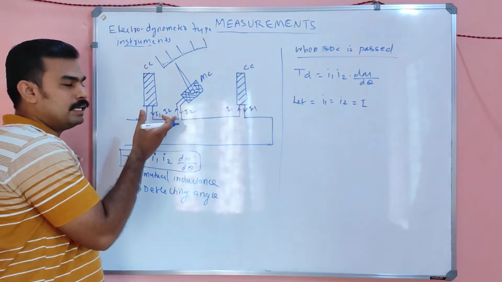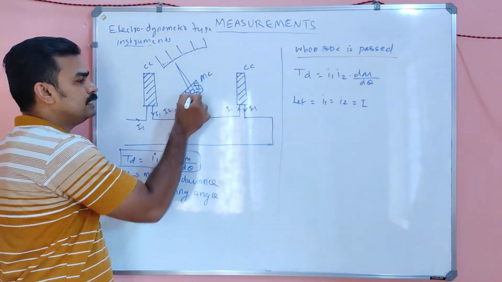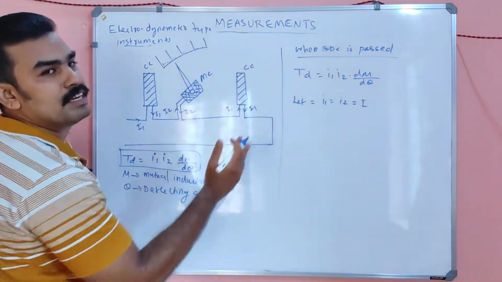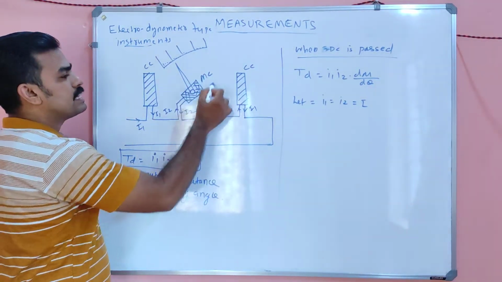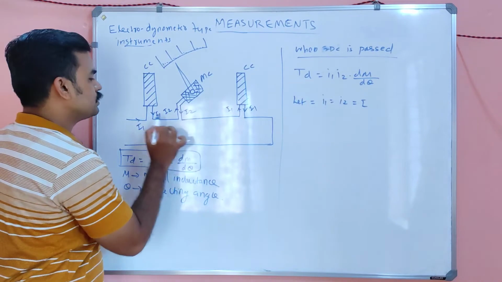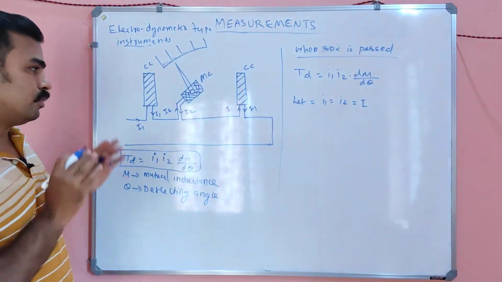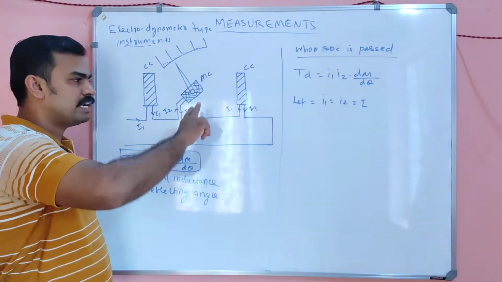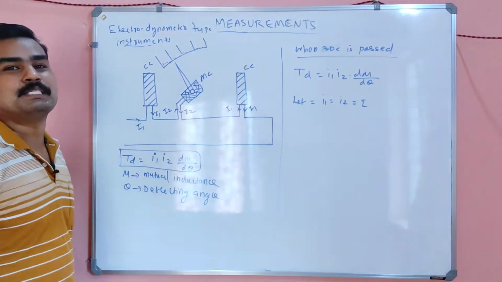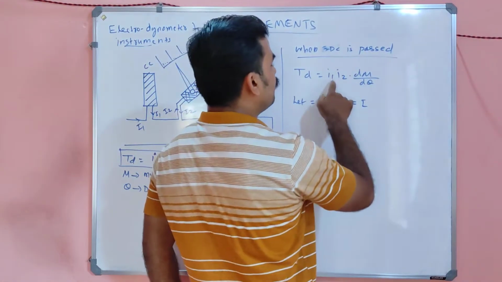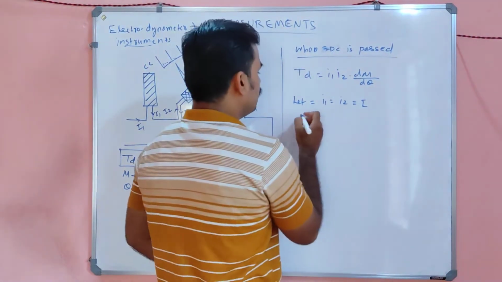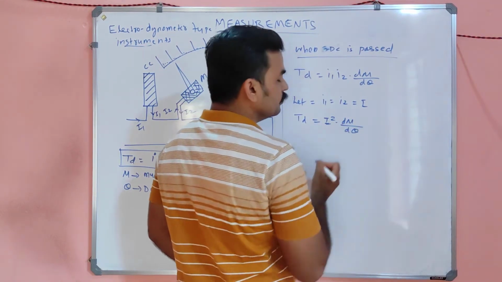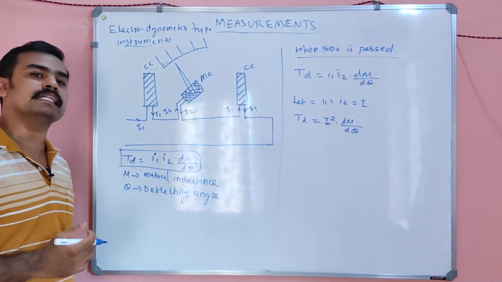From the figure itself, it is very clear that the same current I1 is going through as I2. I just marked two names for the current coil representation as well as the pressure coil representation. The significance of mentioning these two quantities, I1 and I2, will be clear when AC is passed. As of now, when DC is passed, I1 equal to I2 equal to just I, so that TD will be equal to I square into dM by d theta.